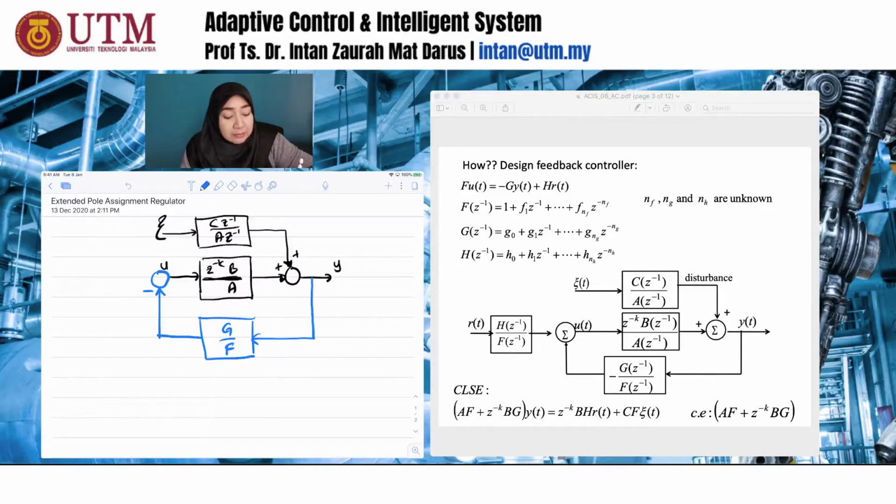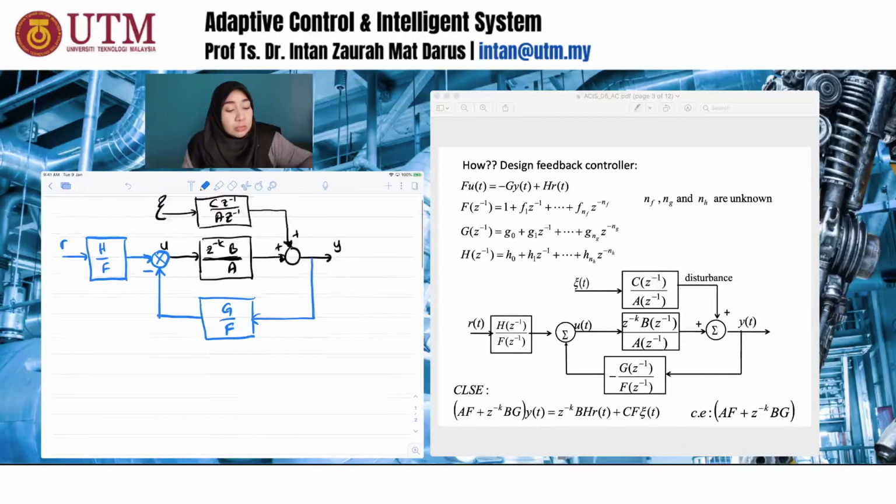Okay, and then before we add the reference signal R into this, we are designing another controller at the feed forward of our system with a transfer function of H over F. So that input R is added into the transfer function H over F before it can be added into your summing point here. All right, so this is your controller. The blue line is actually the designed controller for your system.